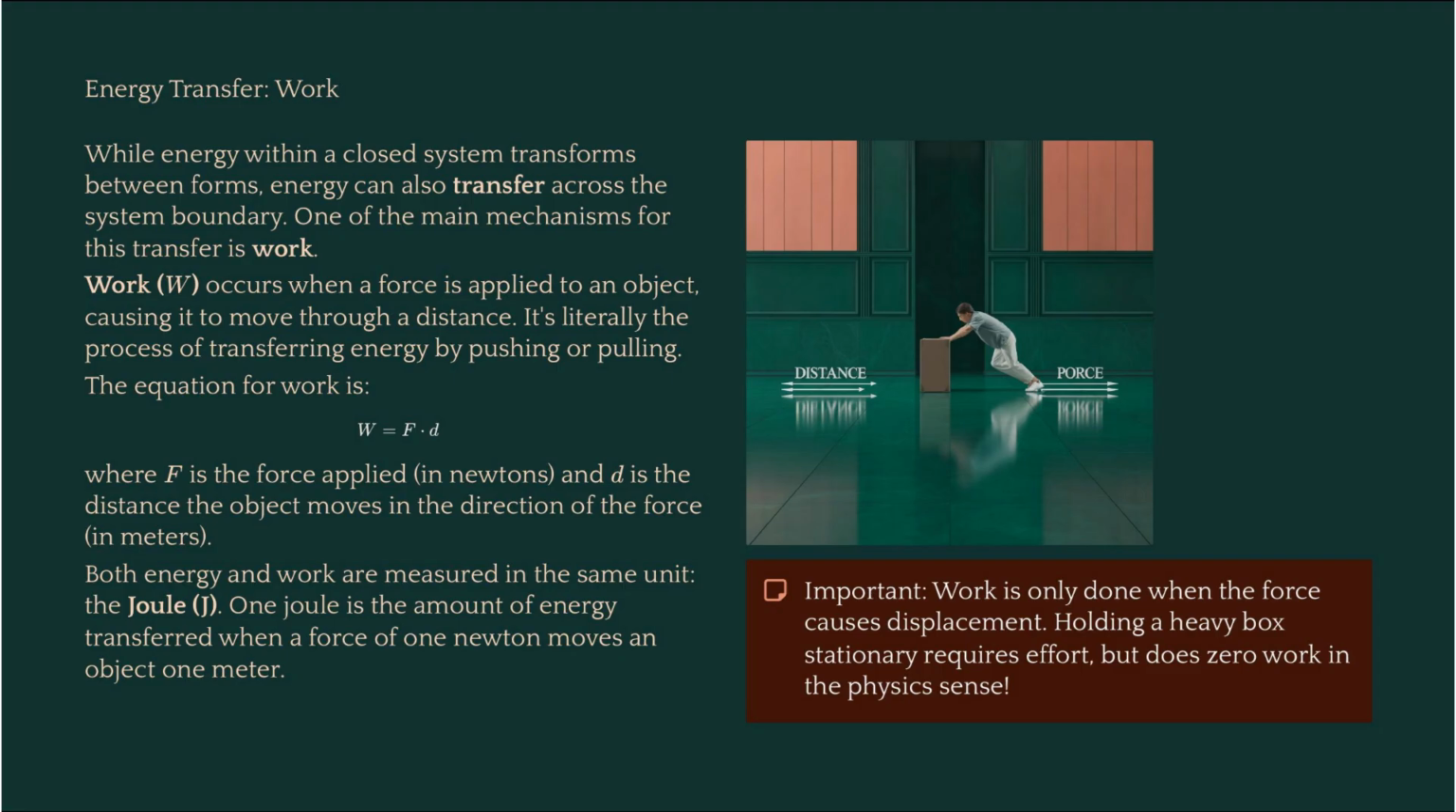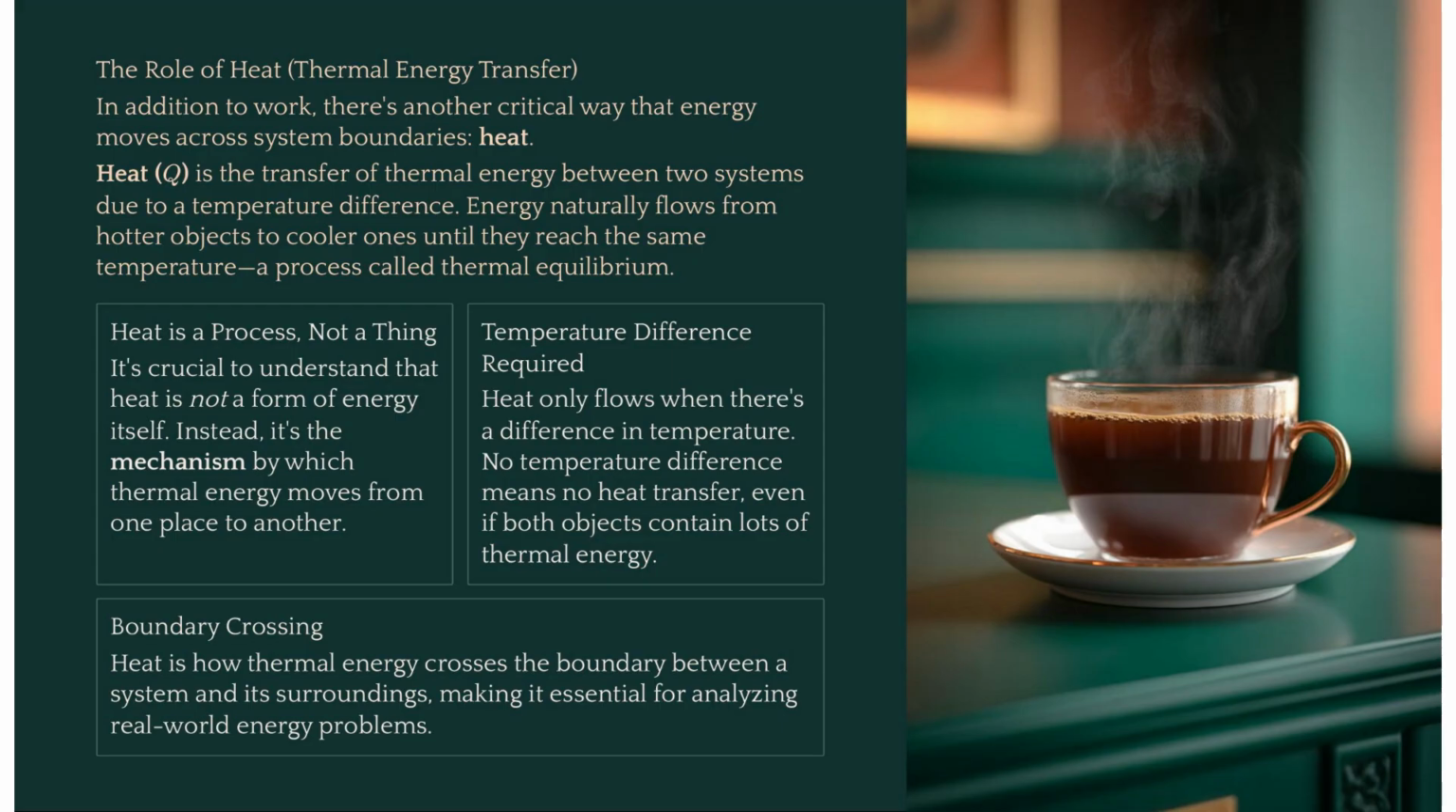Work is simply the mechanical way energy is transferred, and since it's energy, its unit is the joule. Another critical way energy is transferred is through heat. Heat is not a form of energy itself, but rather the process of transferring thermal energy due to a temperature difference. If you touch a hot stove, thermal energy is transferred from the stove to your hand. When we analyze a system, we have to account for any heat flowing into or out of it, as this changes the system's total energy, just like work does.